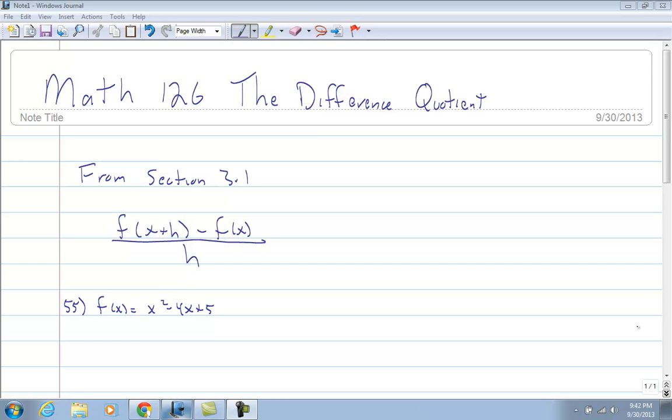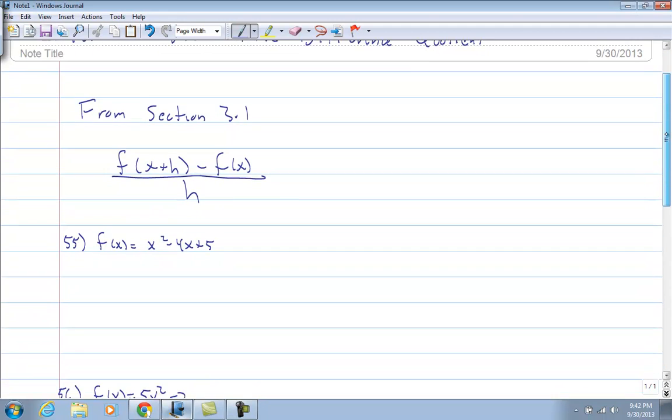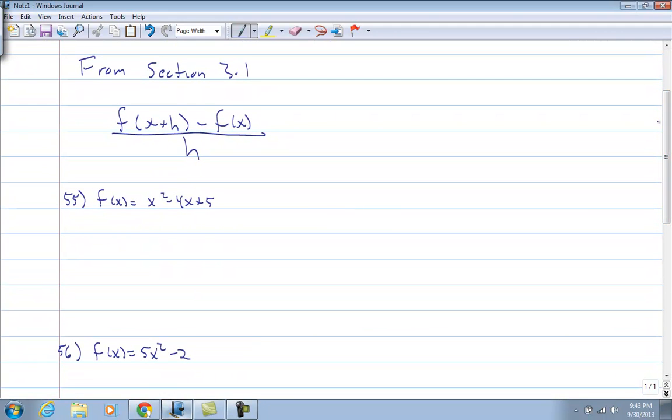Hello. I had a student ask if I could do some problems about the difference quotient. These are part of a series of problems from section 3.1 in the book, and I'm just going to do the difference quotient part because that's what was asked. Specifically, this is what we're looking at: f of x plus h minus f of x all over h. We're trying to work this out.